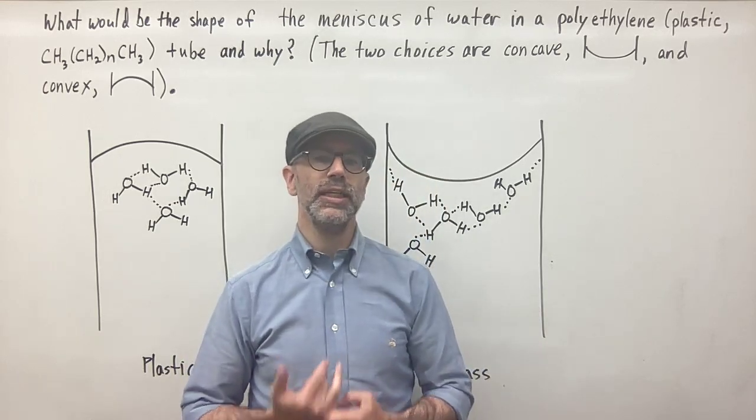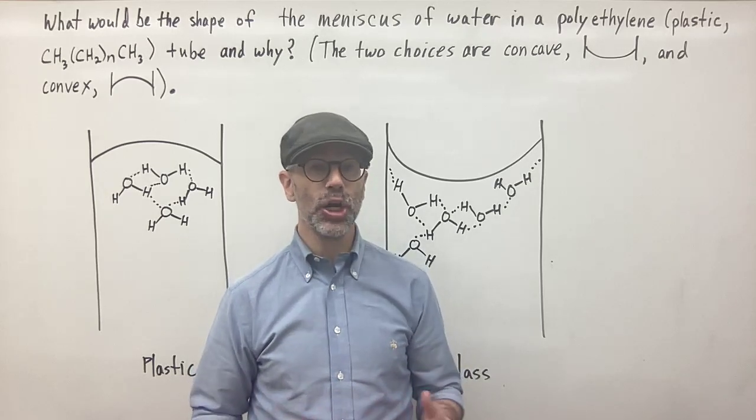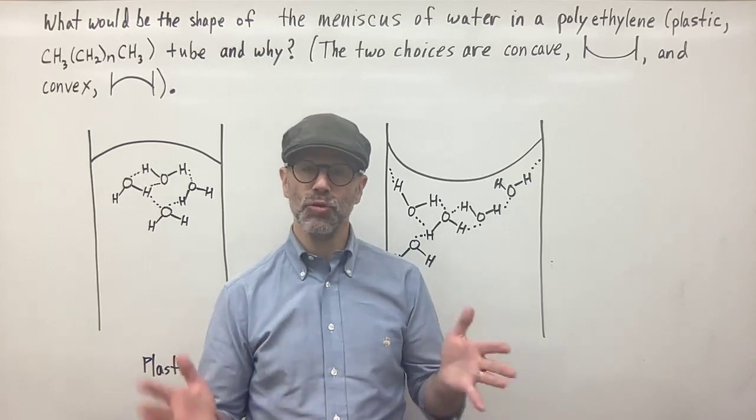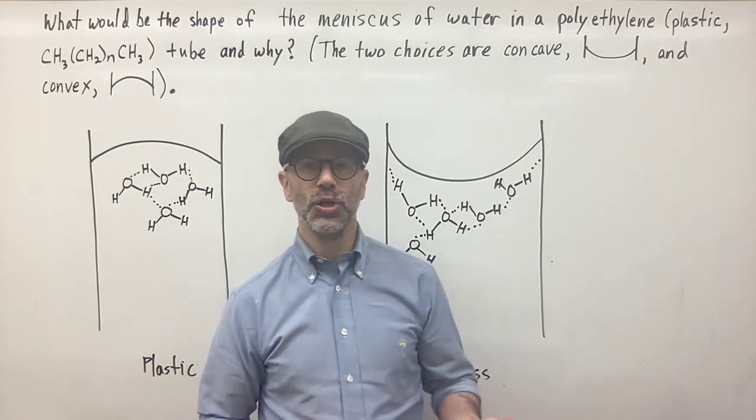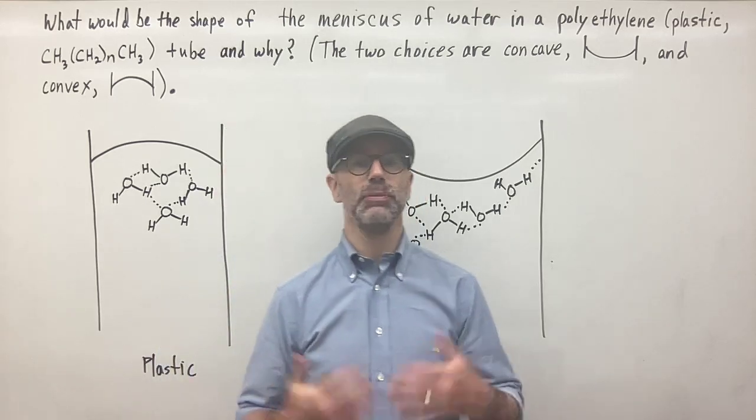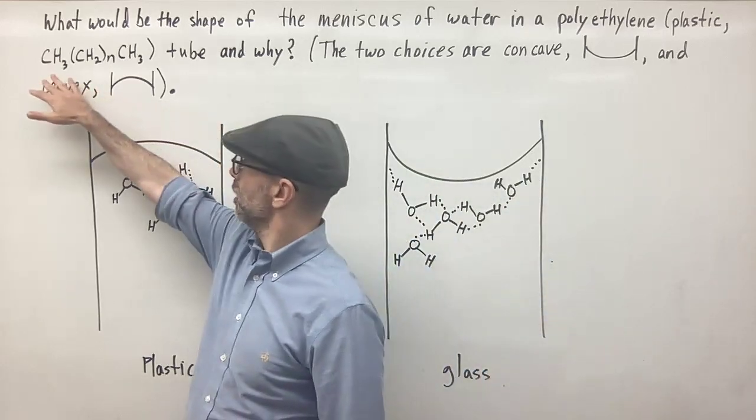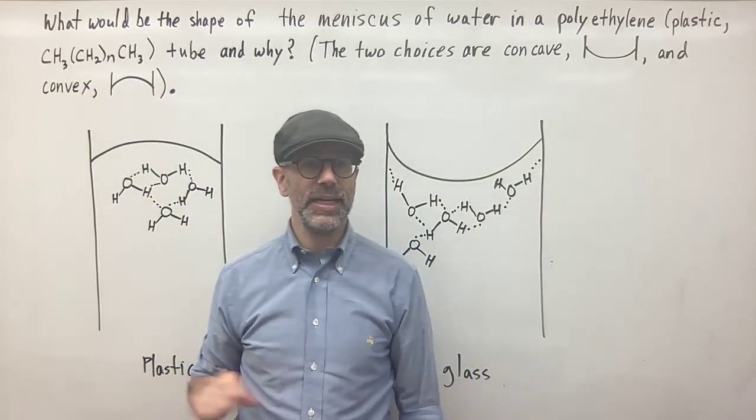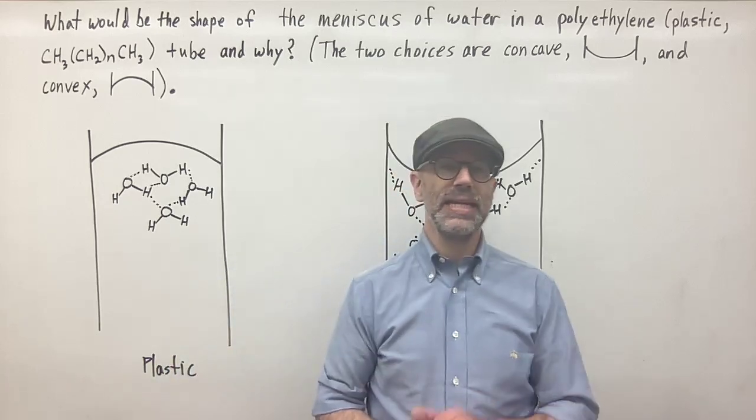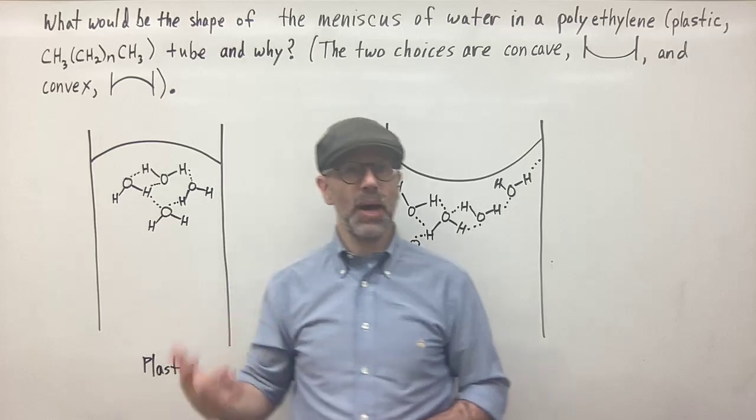The answer to this question is based on the intermolecular forces that are occurring between water molecules and the surface of the tube that we are interested in. We're told that in this particular example, the tube is made out of polyethylene, which is plastic, and they give us the formula for that. And you can see it's just hydrogen and carbon atoms bonded together. So this is a nonpolar molecule. So all of the carbon hydrogen bonds are nonpolar.